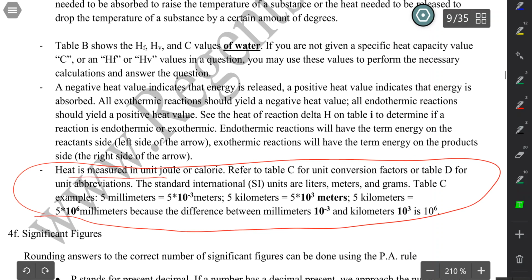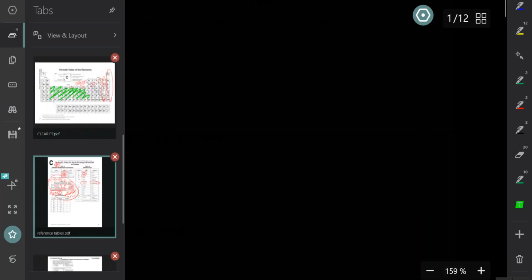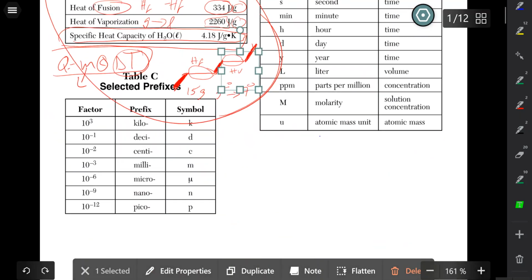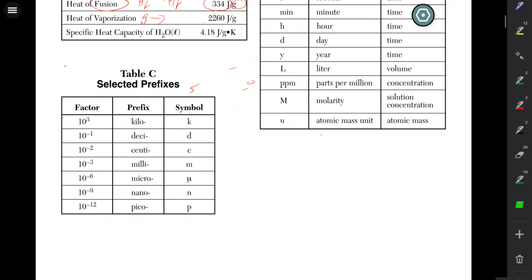Heat is measured in the unit joule or calorie. Refer to Table C for unit conversion factors, or Table D for unit abbreviations. Two standard international units are liters, meters, and grams. Table C examples: 5 milliliters equals 5 times 10 to the negative 3 liters, 5 kilometers. So let's take a look at Table C. If you have to do any conversions, you can refer to Table C. So for Table C, we have the conversion units.